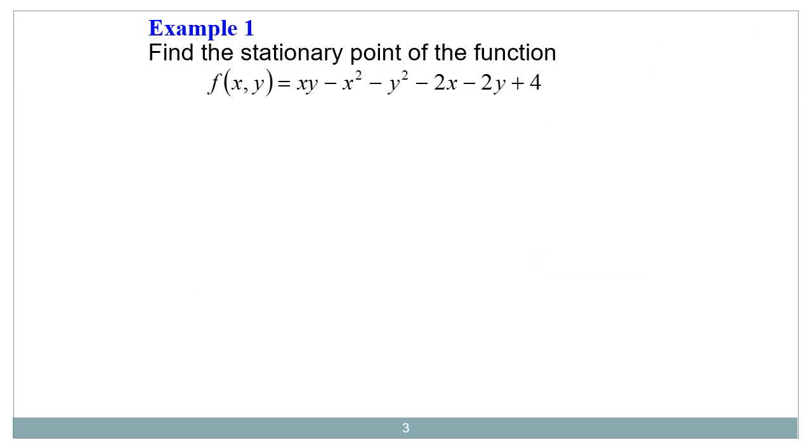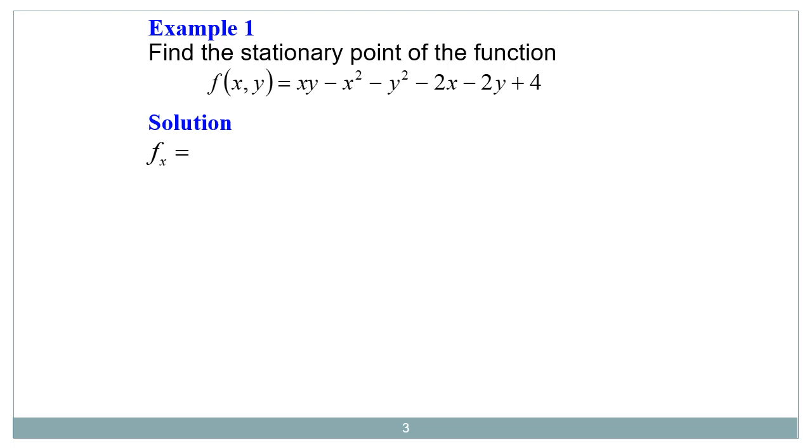Okay, so let's see directly the example for this problem. Find the stationary point of the function f(x, y) equals xy minus x squared minus y squared minus 2x minus 2y plus 4. So this is our function. We can directly find f sub x and f sub y, just by applying partial differentiation.